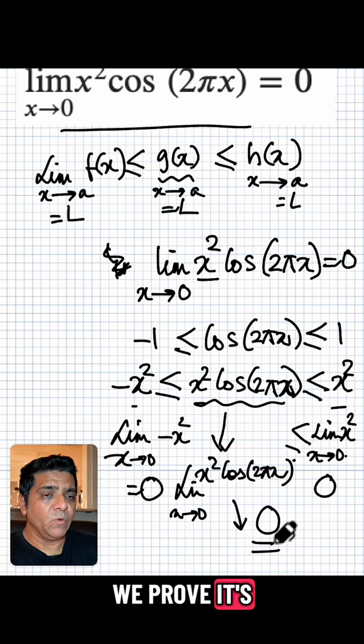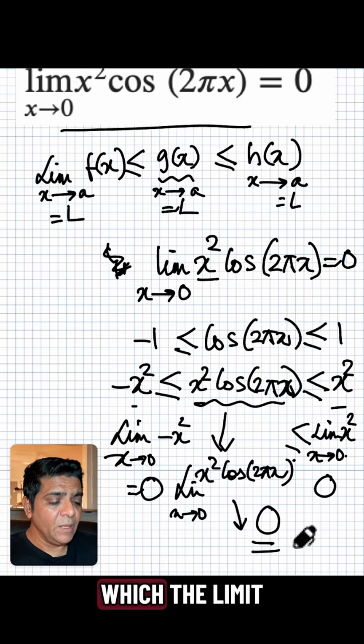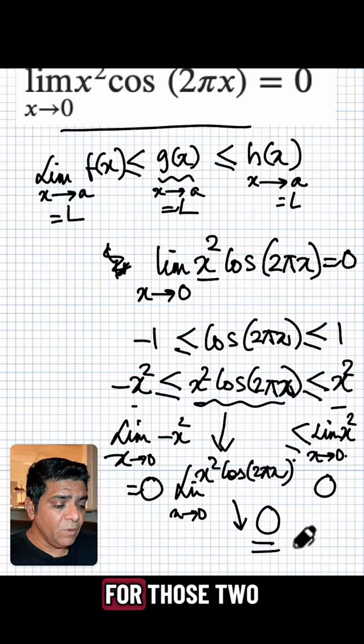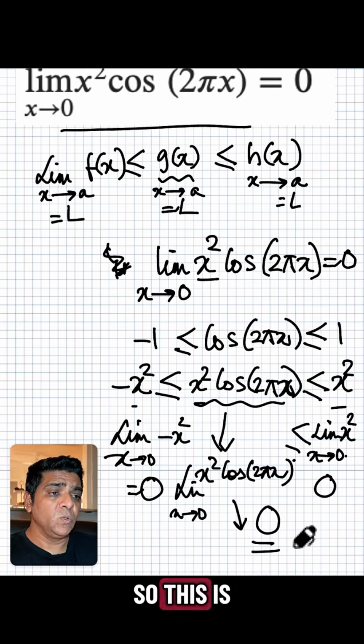Okay, so that's how we prove it: it is sandwiched between those two functions whose limits are 0 as x approaches 0, and this is squeezed between them. So this is also going to approach 0.